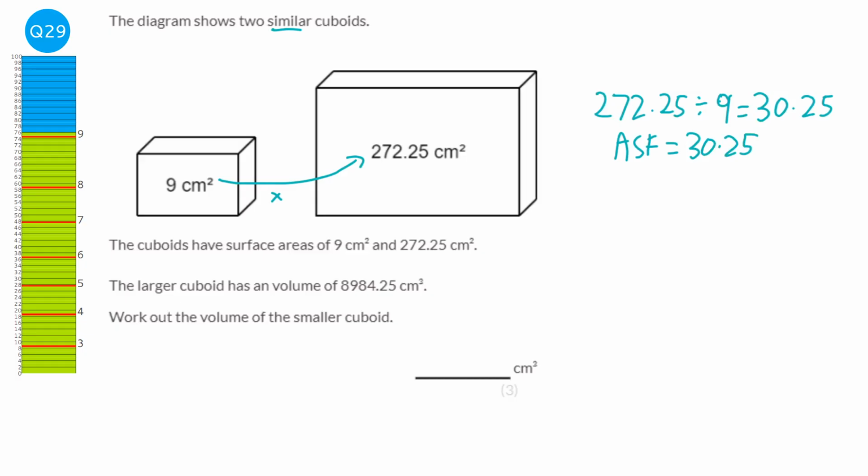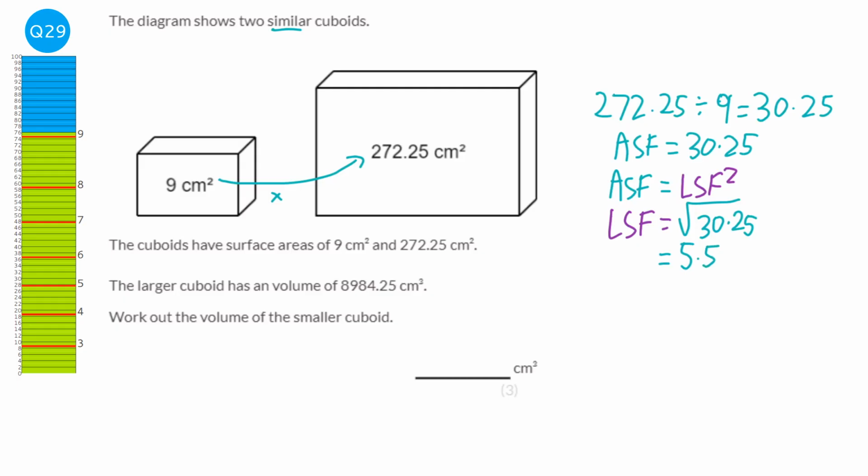Now this question is all about volume, but we're going to work a little bit backwards and we'll find out that the area scale factor is the linear scale factor squared. So we're going to work out what the linear scale factor is. So to find the linear scale factor, we're just going to square root the 30.25, the area scale factor. And when we do that, we get the answer of 5.5.